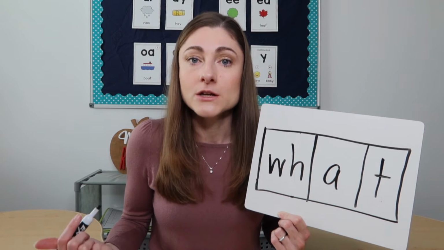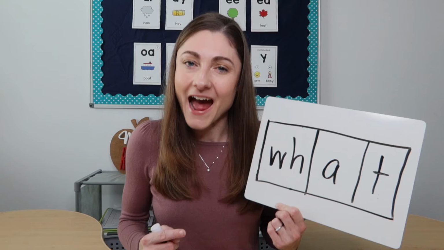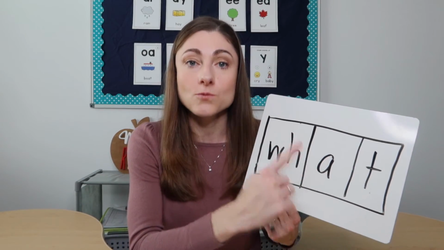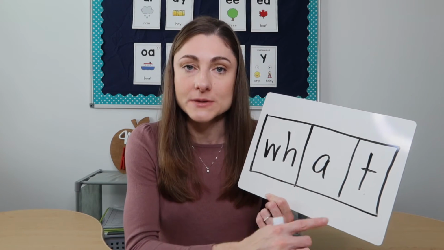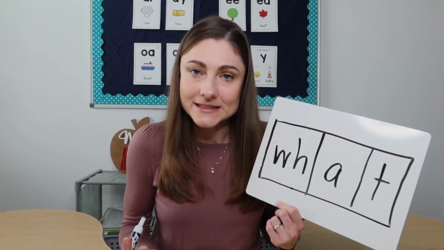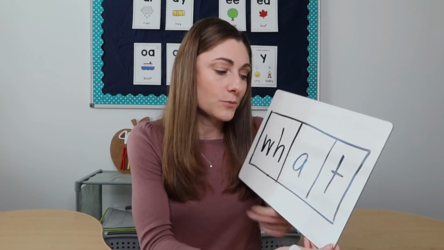They're working together to represent the W sound. And then the A, instead of a short A, like we might normally expect, it says uh. This is why this word can be considered to be irregularly spelled. And then the T, not a surprising sound, right? So this is how you would map what.